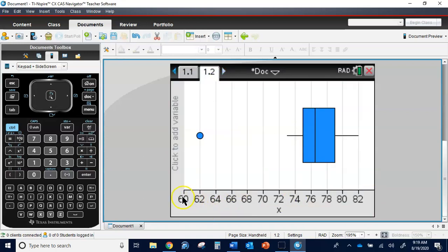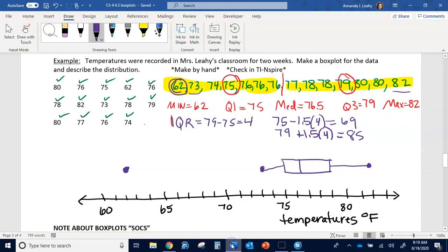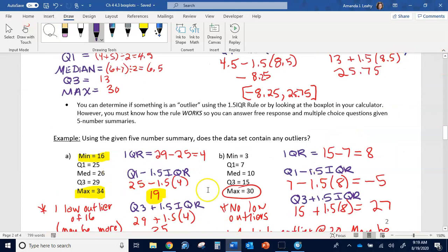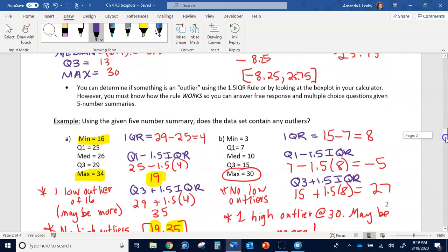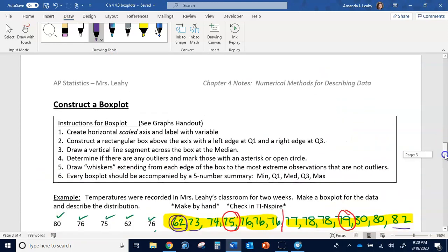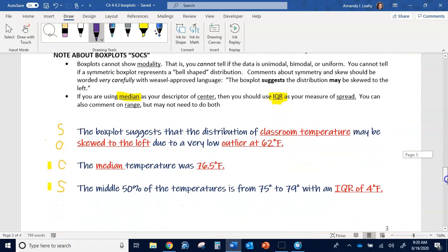Then to transfer this to your paper, you would create your number line. You would label it with your variable, which in our case would be temperature, and then hover over to figure out these values that you would use to construct that particular plot. And as long as that gets transferred over to your paper, that's fine. Remember, you still need to know how outliers work, because you may have problems where you're not able to type in all the numbers to determine if something is an outlier, and you've got to use those formulas.